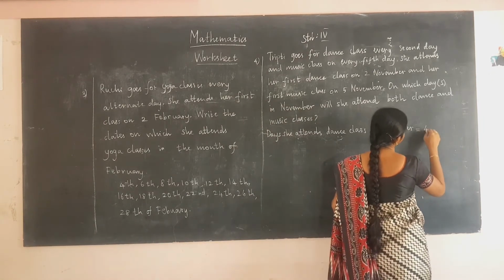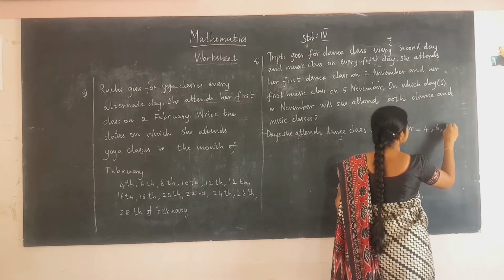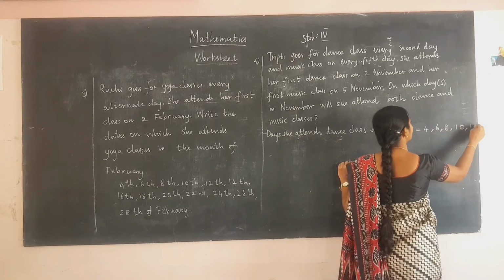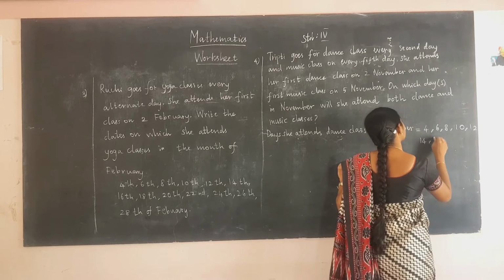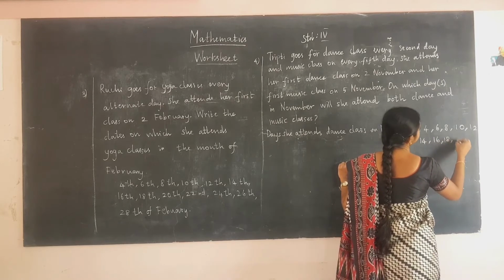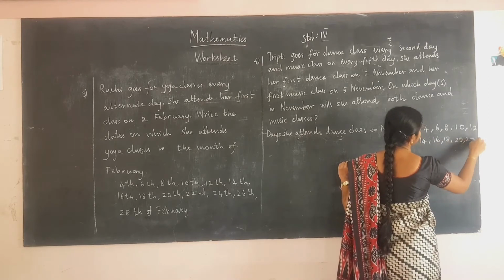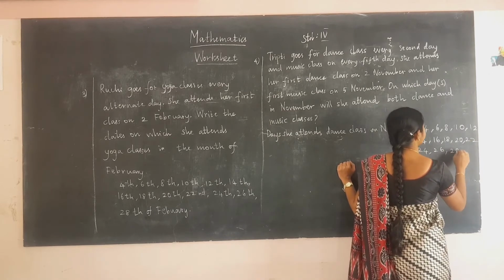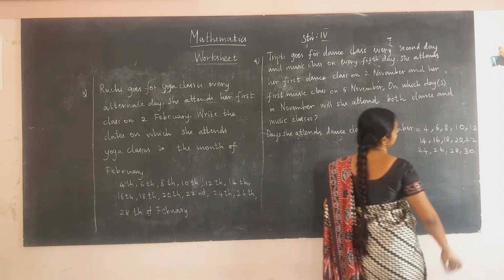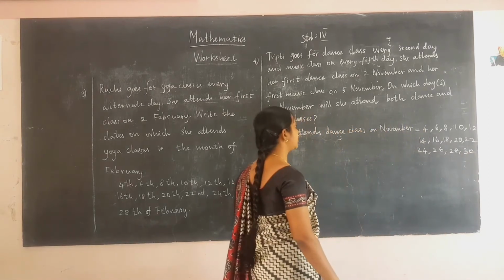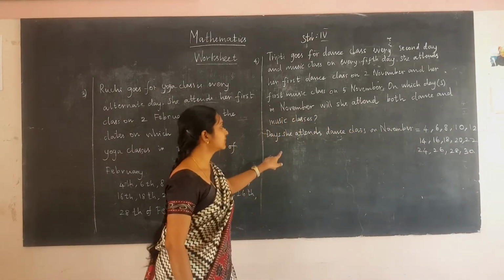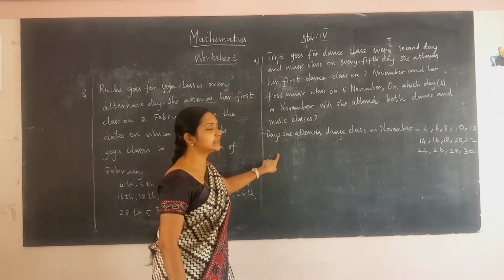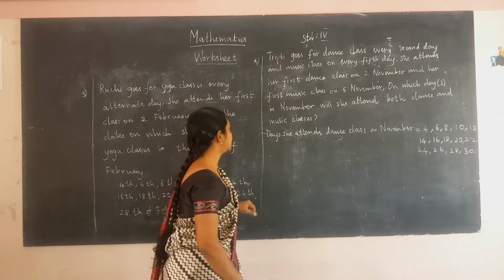It is 4, 6, 8, 10, 12, 14, 16, 18, 20, 22, 24, 26, 28 and 30. We can stop with 30 because in November we have only 30 days. So we can stop with 30.